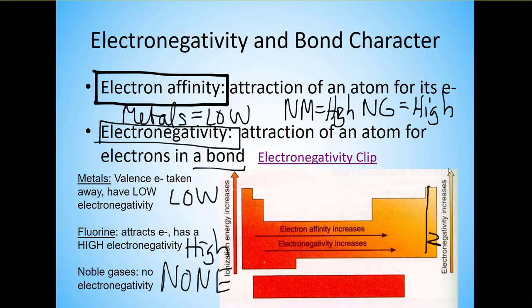How come they do not have an electronegativity? The answer is electronegativity has to do with bonding, and noble gases do not bond, so they do not have electronegativity. The atom that has the highest electronegativity is fluorine. So it is the king of taking the electrons in the bond.